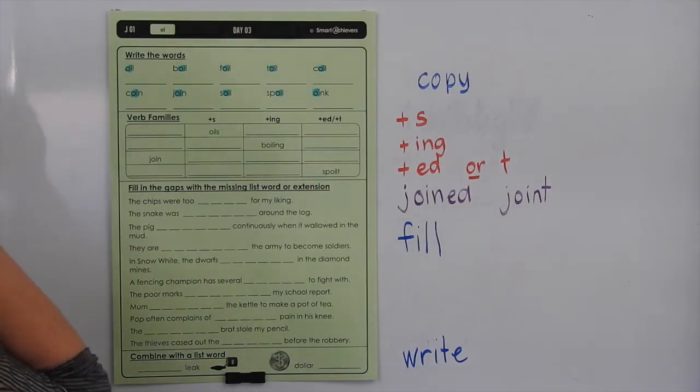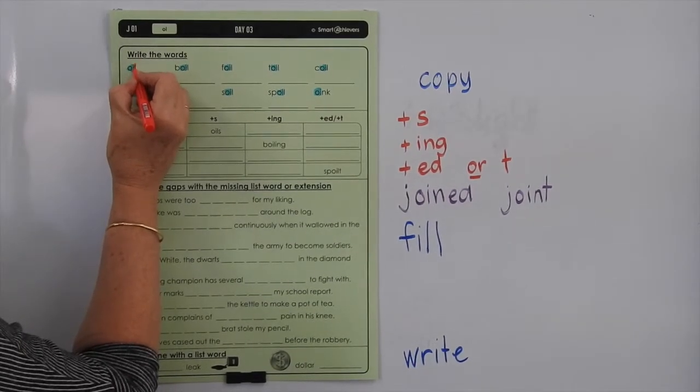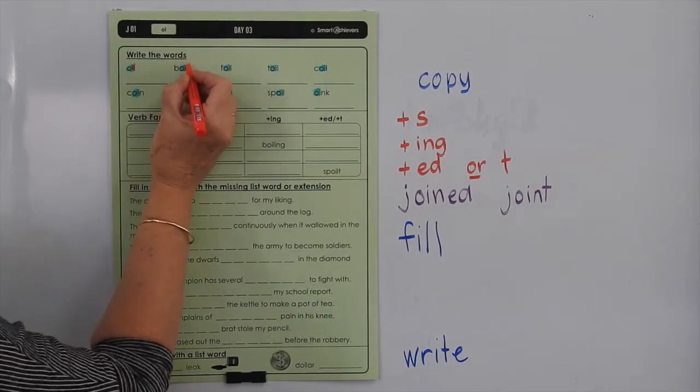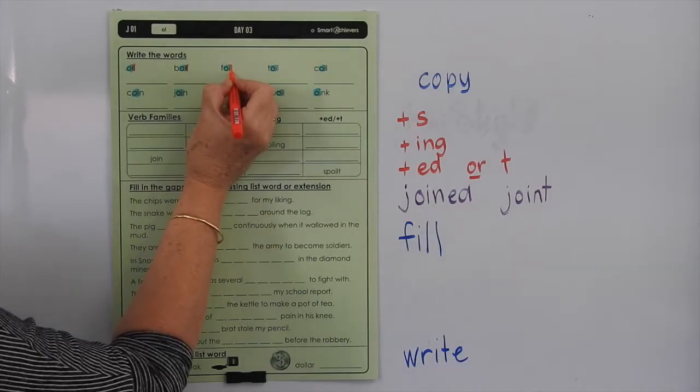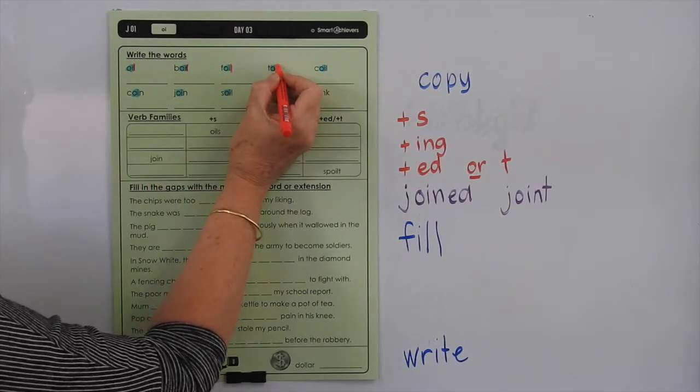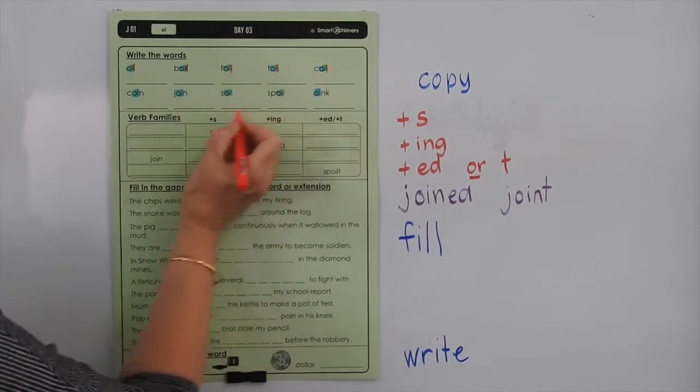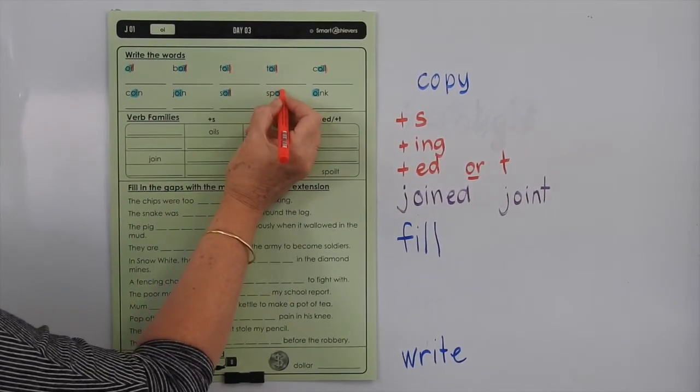Now in these ones, oil, you've got the OI and you've got an L. Because that's a long sound, you're only putting one L at the end of the base word. Boil, foil, toil, coil. And soil, spoil.